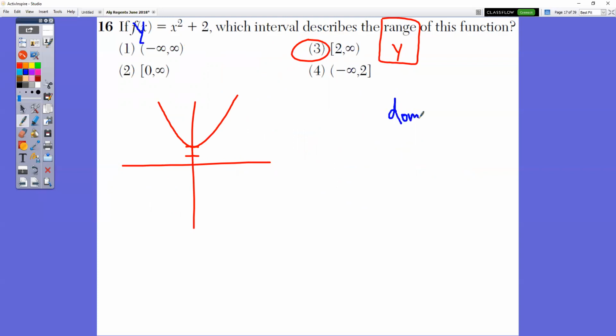Remember that domain are your X values. This one's asking about the Y values, which are your range. So all of our Y values on our Y axis, all of them are up above 2. 2 is our lowest number here. It includes the 2 when you take a look at the graph. So that's why it is the squarey kind of parentheses, those brackets, and then all the way up because these keep on going up, up, up, up, up. So it is from 2 to infinity, which is choice 3.